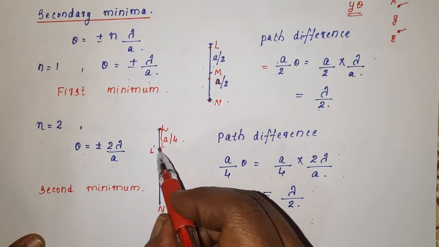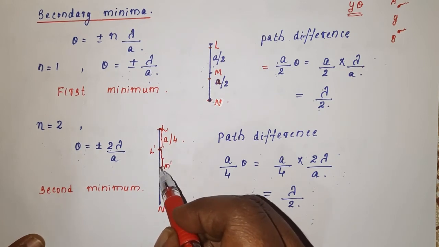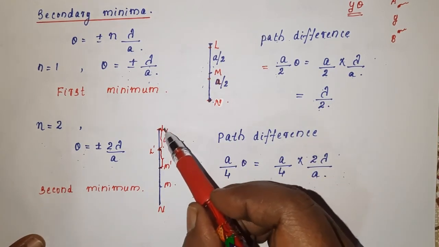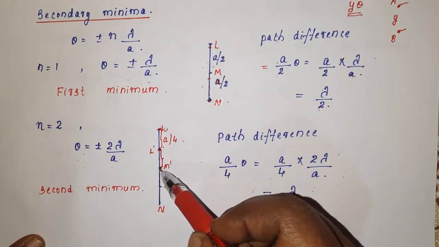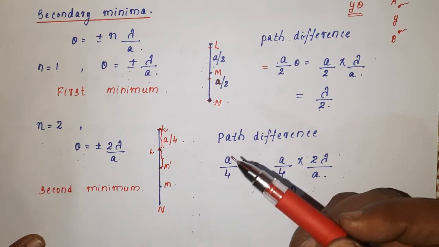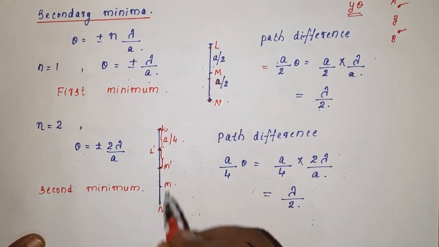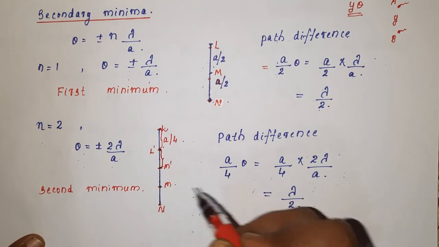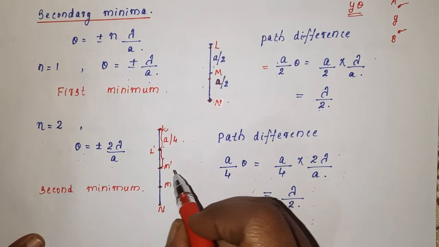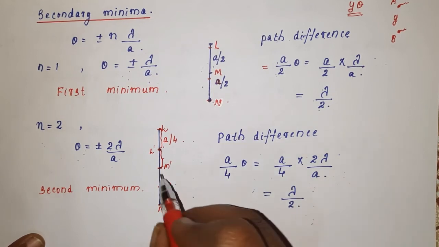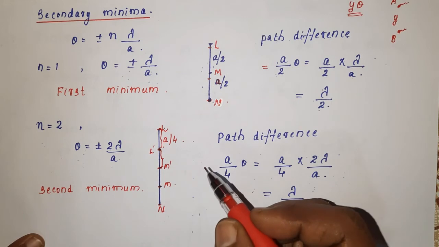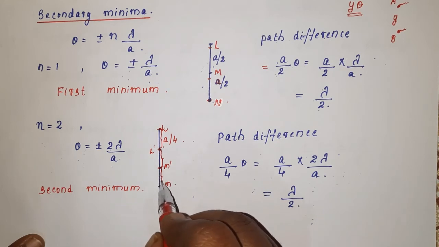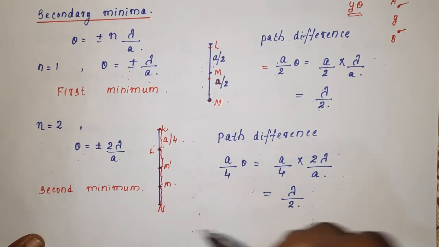Because for all the points in L L dash, there will be a corresponding point in L dash M dash for which the separation is a by 4. So all the waves from L L dash get destructively interfered by the waves from L dash M dash. In the same way, if we consider waves from M dash M and M N, here also the separation is a by 4. So for those waves also the path difference is lambda by 2, and those waves will undergo destructive interference. That means all the waves from M dash M are destructively interfered by the waves from M N.